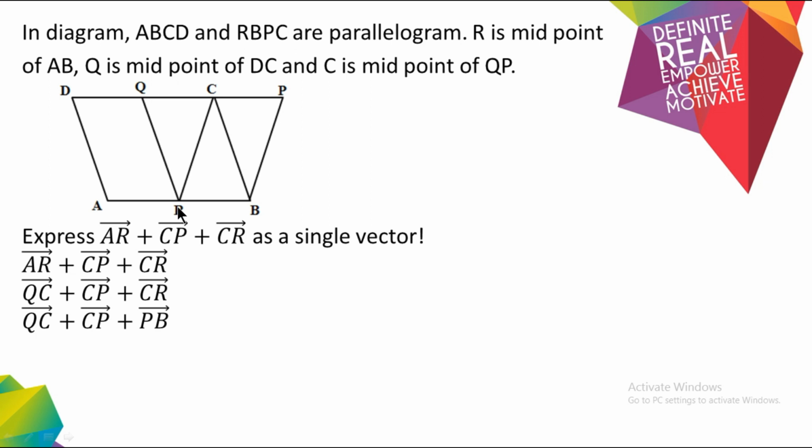Why? Because RBPC is a parallelogram. That means this side has the same length or magnitude as this side. So CR equals PB. They have the same magnitude and the same direction. As you can see here, the terminal point of the first vector meets the initial point of the second vector. The terminal point of the second vector meets the initial point of the third vector. So these three vectors can be written as a single vector, which is vector QB.